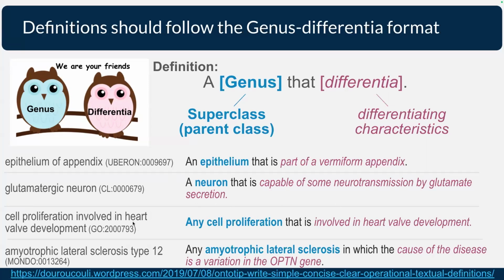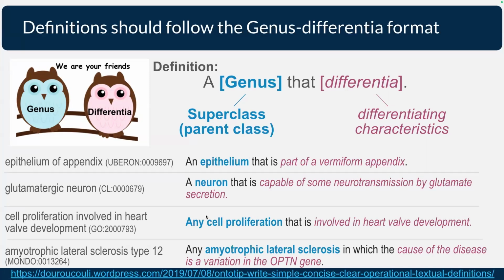Examples from GO: cell proliferation involved in heart valve development. It is cell proliferation that is involved in heart valve development. And then a disease, because of course I had to put a disease example here. Amyotrophic lateral sclerosis type 12. It is an amyotrophic lateral sclerosis in which the cause of the disease is a variation in this gene.